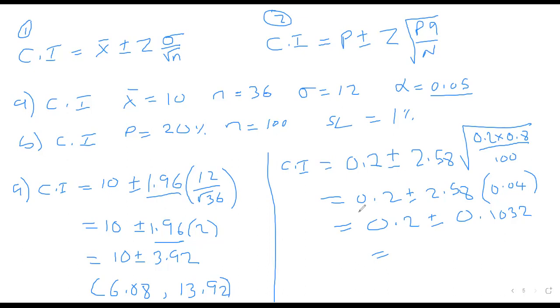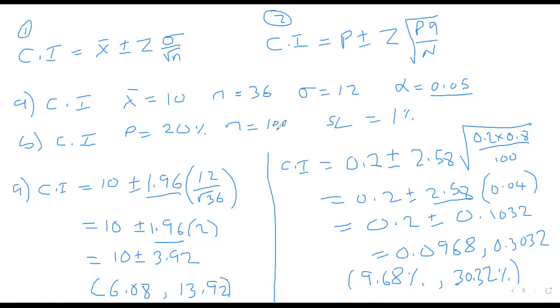Okay. 0.0968. Then when you add, 0.3032. Then you comment in terms of the confidence interval. We are 99% confident that the true proportion will lie between 9.68% and 30.32%. That is how we do it.